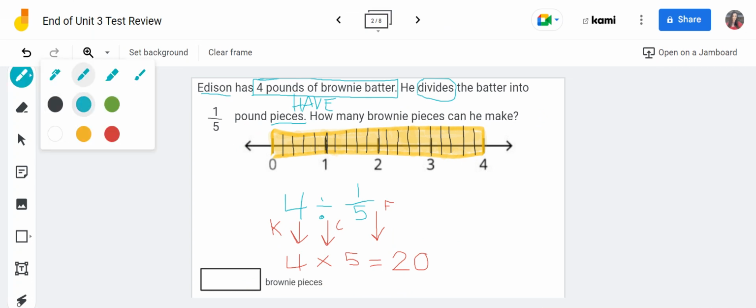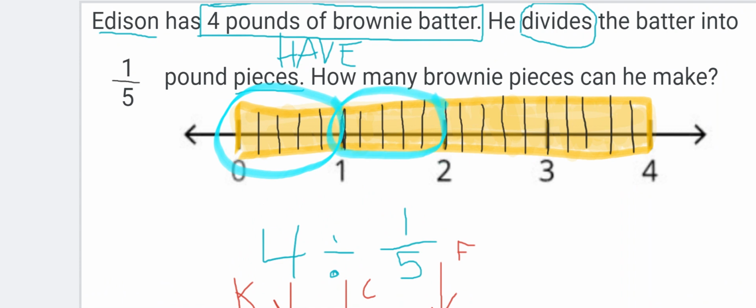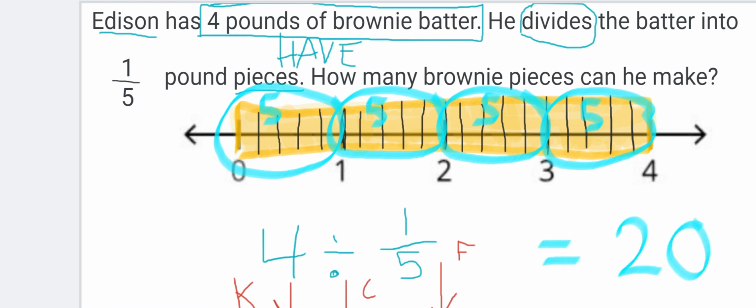And now if I look carefully, I should see that there should be 5 pieces here, 5 pieces here, 5 brownie pieces here, and 5 brownie pieces there. So, how many brownie pieces would Edison have altogether if I had 4 pounds and he divides each whole into fifths? That's right, it would give me 20. 5, 10, 15, 20 brownie pieces.